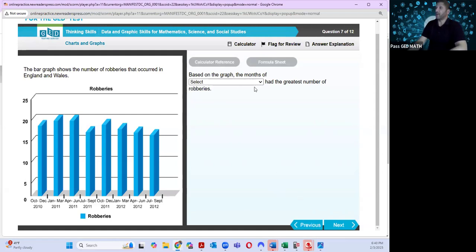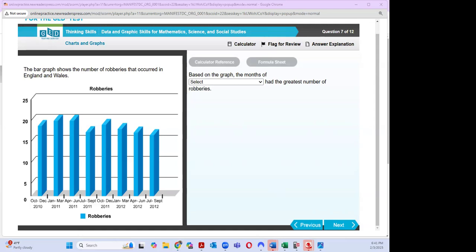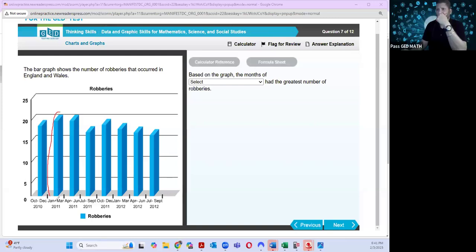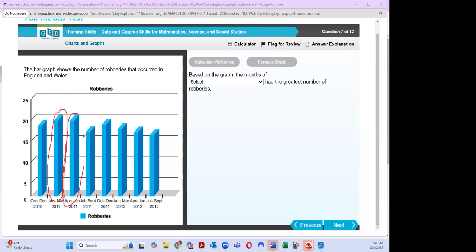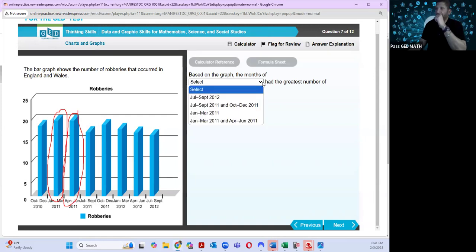All right, let's try this. Based on the graph, the months of what had the greatest number of robberies? So you're looking at this. What months had the greatest number of robberies? Look at this chart and tell me the months that had the greatest. The greatest one is January and March. Okay, so let's look at what they have. Oh, January, March, and April.